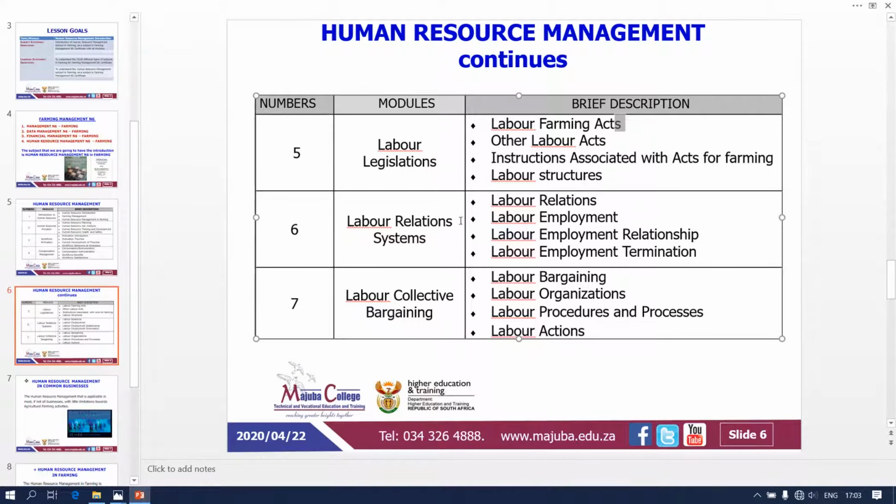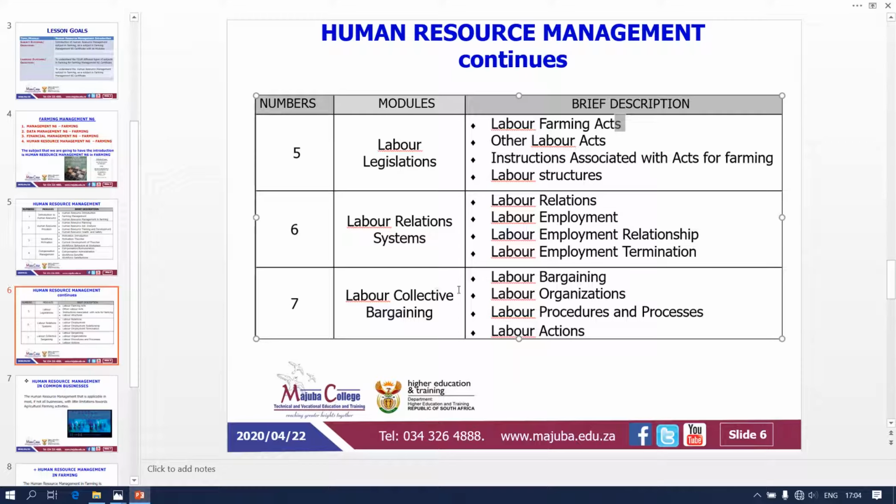6, labor relations system. We're going to check labor relations, labor employment relationships, and then labor employment termination. Remember, they normally say someone is being fired. No, there is no such thing. Don't worry about that. We are now going to change it because we're doing N6. It's going to say termination, which is the correct way.